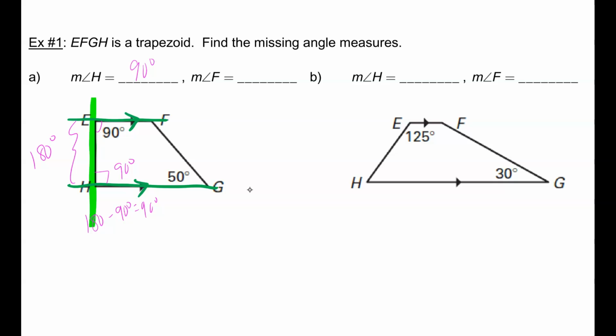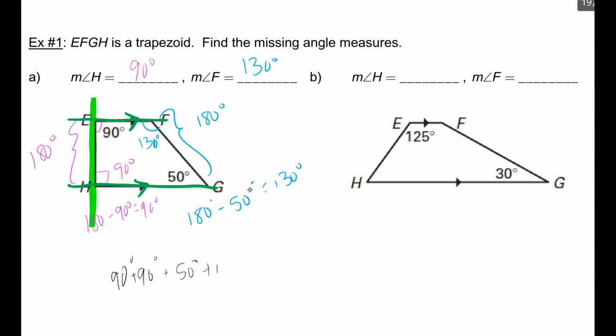In order to find angle F, there are two ways we can do it. We could add all of our angles and they should sum to 360, or I look and these two angles should add up to 180 as well. So I'm going to take 180 minus 50 and I get 130 degrees. So this angle right here is 130. If you wanted to double check, we could take 90 plus 50 plus 130, and that's equal to 360.